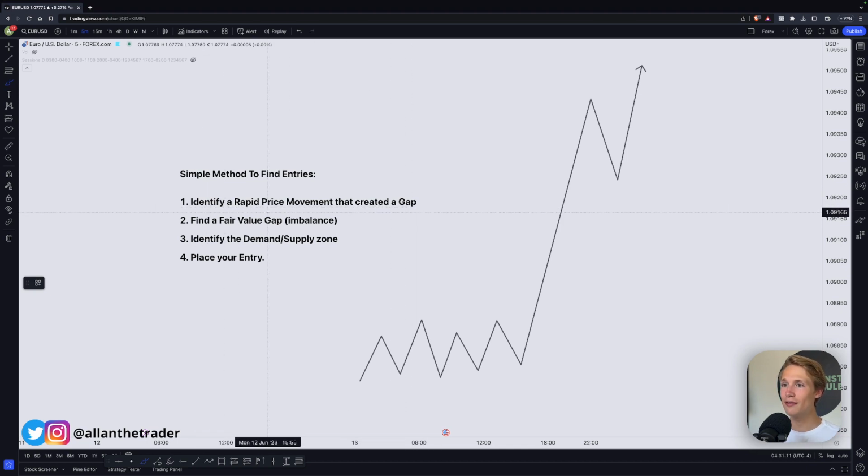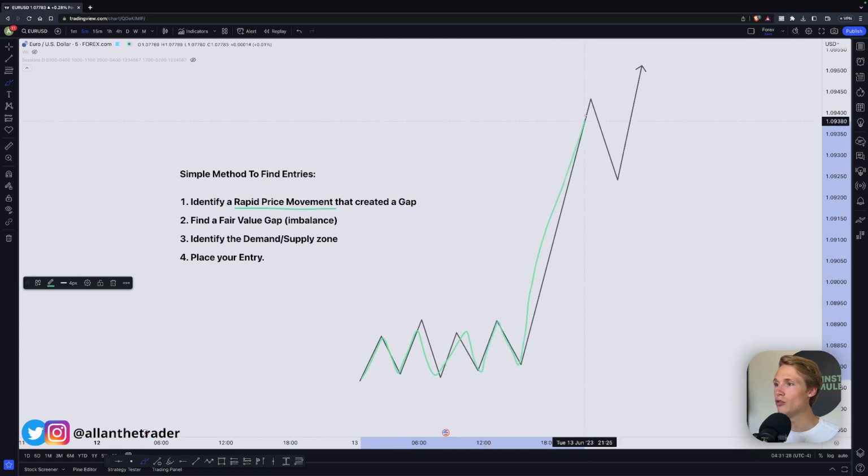Step 1 is identify a rapid price movement. So you wanna find a rapid price movement, which is basically, as the name says, a rapid price movement upwards or downwards. So let's say you have this kind of ranging price action and you see a very rapid movement going upwards, then obviously that is your rapid price movement. So we would say this is the rapid price movement.